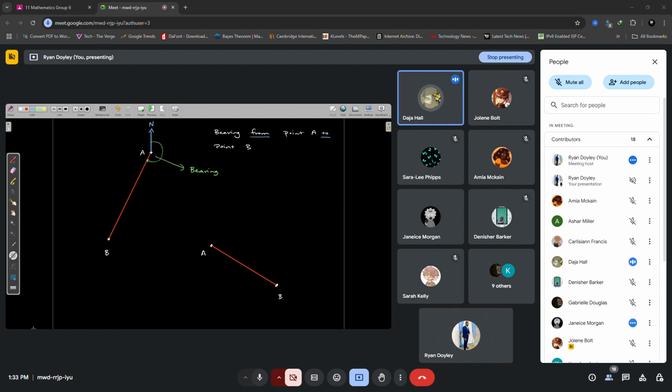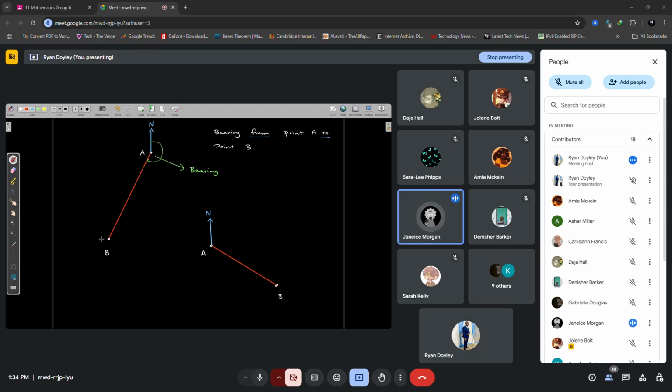Figure out where you're coming from and draw the north line. So where are we coming from? From A to B. We're coming from A to B. Which point are we starting? Yes, you say you're coming from A, going to B, starting at point A. So we do our north line here. So that's our north line. What next?